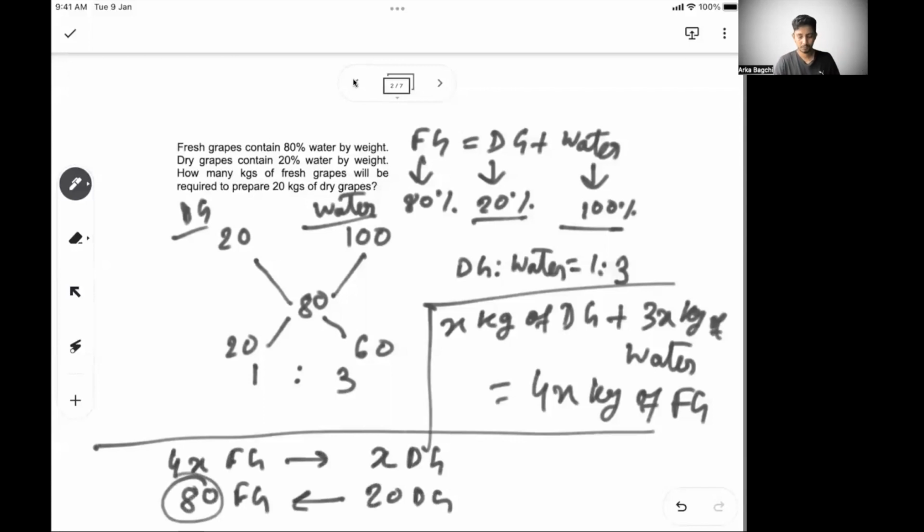So this is one of the very important problems that applies your mixture alligation concepts to the code. So this is about it.